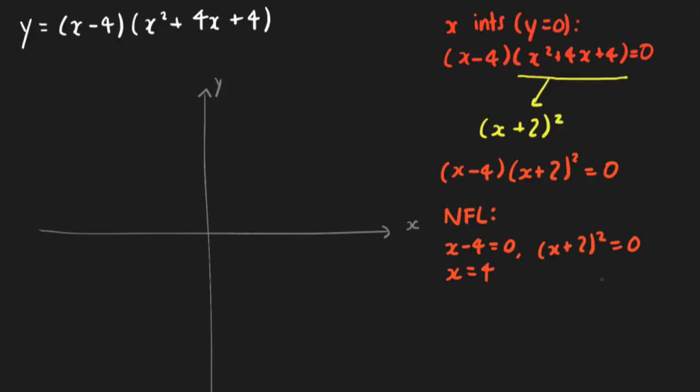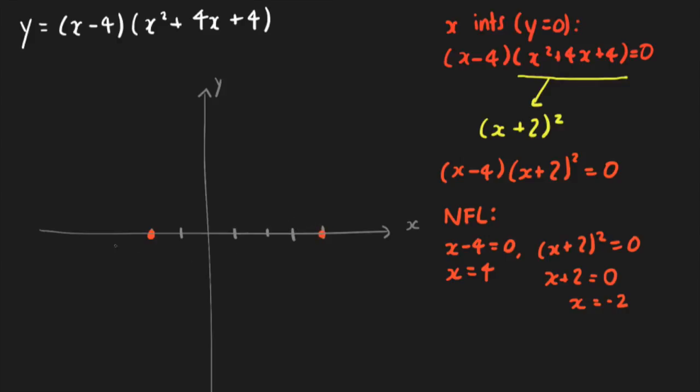What about this one? We need to get rid of that squared sign first, so I'm going to take the square root of both sides, okay? The square root of the left-hand side is x plus 2. The square root of the right-hand side, well, the square root of 0 is just 0. And if you rearrange for x, we get x equals negative 2. So we only have 2 x-intercepts for this one. What does that mean? Well, let's label those 2 intercepts first. So we're going to have one at x equals negative 2, and another one at x equals 4.